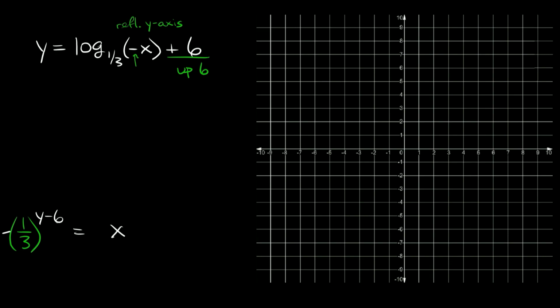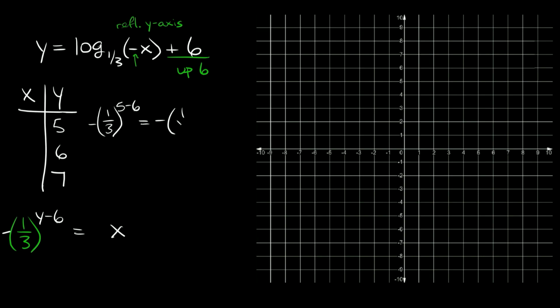All right, so now let's graph these guys. So here's our table. Now, some easy numbers we can plug in for y. Let's say 5, 6, and 7, right? Because those are all somewhat near 6, so then we'll have kind of a smaller exponent to evaluate here. So let's plug in a 5 first. So here we're going to get negative 1/3 raised to the y minus 6. So we're going to say 5 minus 6, and that's equal to negative 1/3 raised to the negative 1.